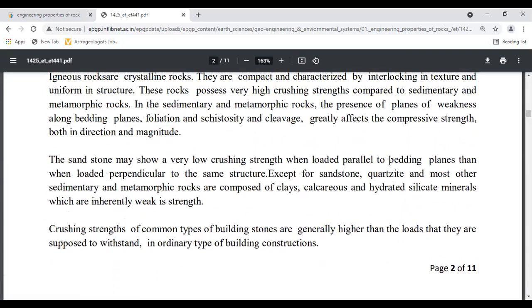Sandstone may show a very low crushing strength when loaded parallel to bedding planes than when loaded perpendicular to the same structure. Except for sandstone and quartzite, most other sedimentary and metamorphic rocks are composed of clays, calcareous and hydrated silicate minerals, which are inherently weak in strength. Crushing strengths of common types of building stones are generally higher than the loads that they are supposed to withstand in ordinary types of building construction.